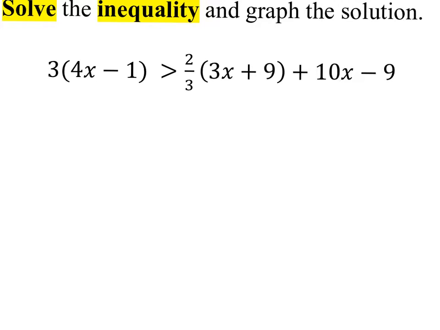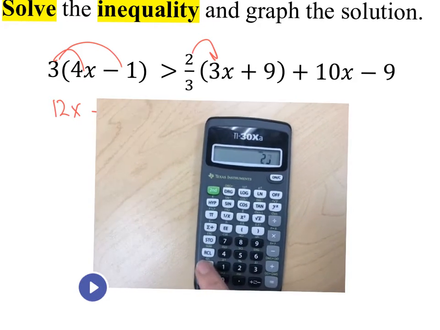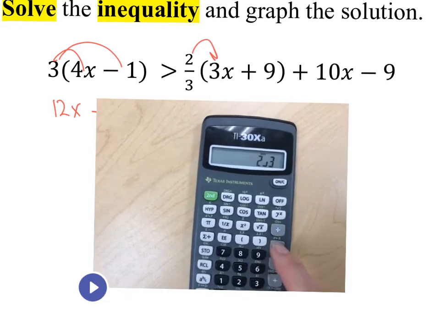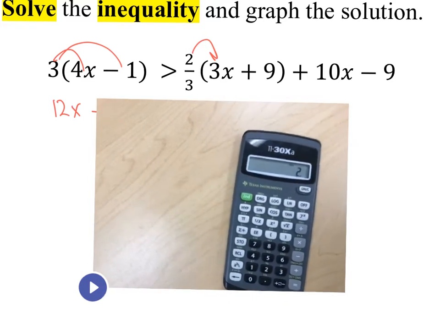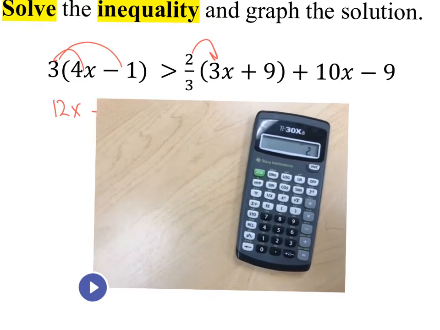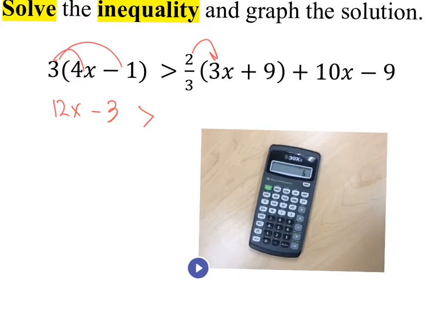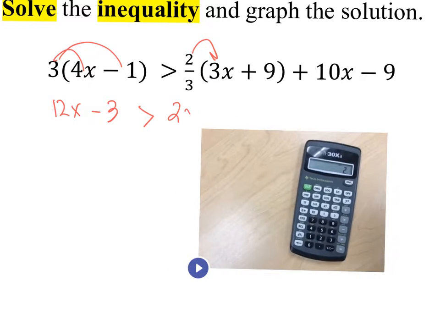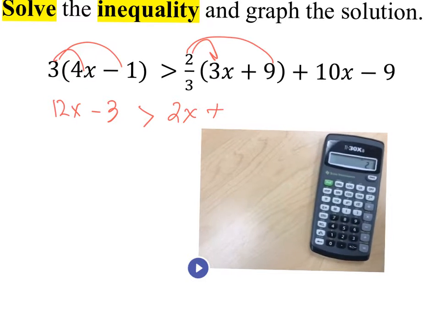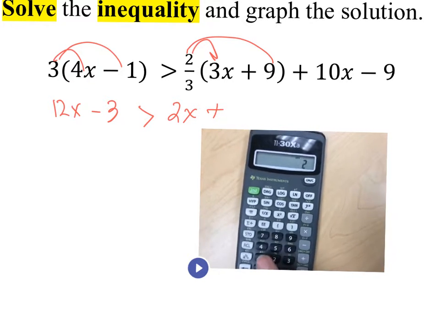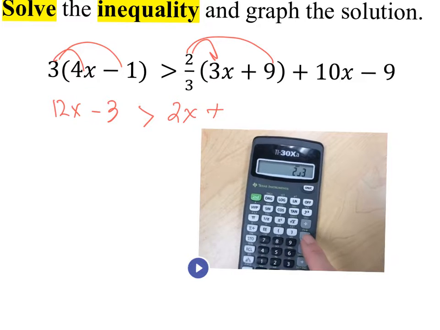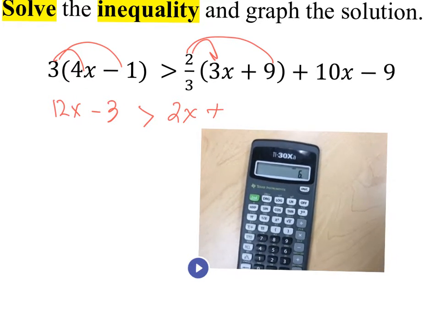So first of all, I'm going to do this part here, which is pretty simple. 12x minus 3 greater than... Now I need to multiply 2/3. What you're going to do is put in 2 over 3, that's what that little button there does. It makes it a fraction. Times 3 equals, and it gives you the value of 2, which hopefully you were able to do in your head, but if not, that's fine. So this is really 2x plus 2/3 times 9. 2 over 3 times 9 equals 6.